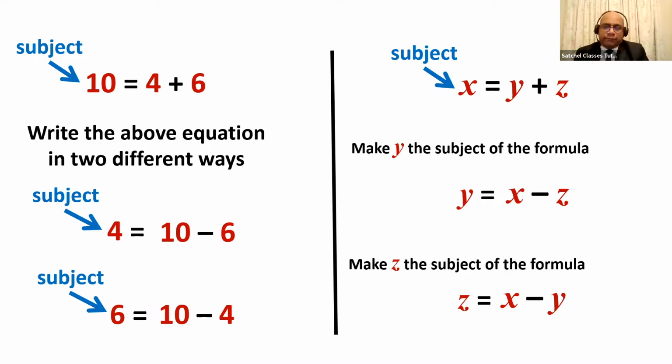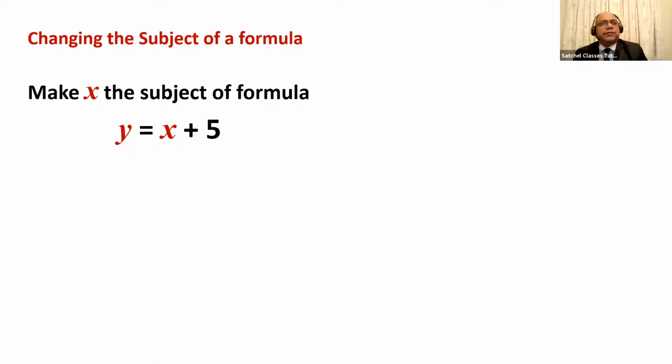So what's the best way to change the subject of any formula? Well, let's say we are given y equals x plus 5, and we need to make x the subject of the formula. The first thing we need to do is try to pin down what we need to make the subject of the formula. In this case, we need to make x the subject. So I'll just highlight x with a different color so that I know that whatever I do, I need to make sure that x goes on one side of the equal to sign on its own.